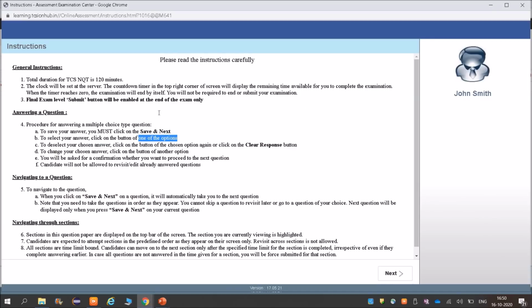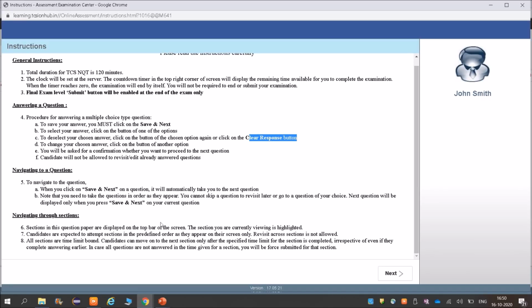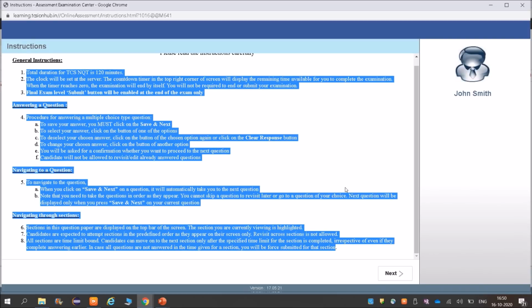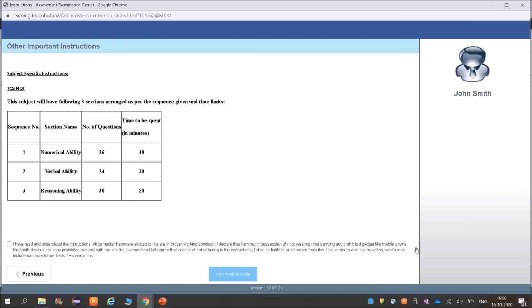Now friends, if you come back here, to deselect your chosen answer, click on the button of the chosen option again, or click on the clear response button, which we have already seen. Okay. So friends, whatever is written here, we have already discussed all those things. And now friends, if you click here, you can see the exact pattern. Okay. So subject specific instructions. This subject will have the following 3 sections arranged as per the sequence given and time limits.